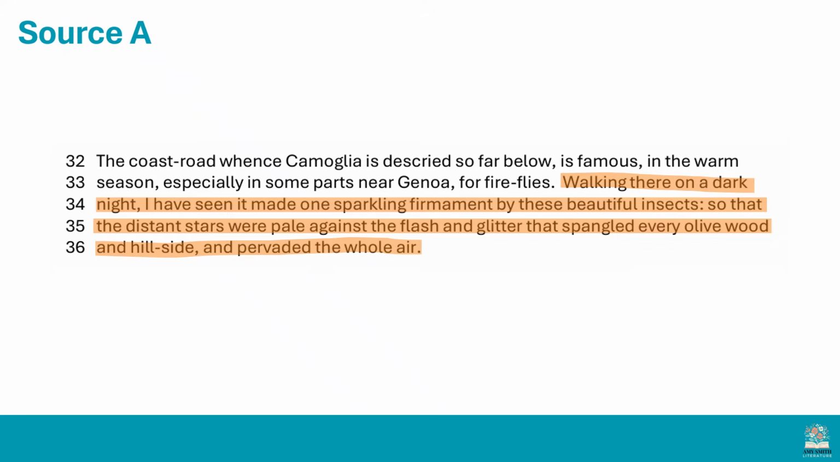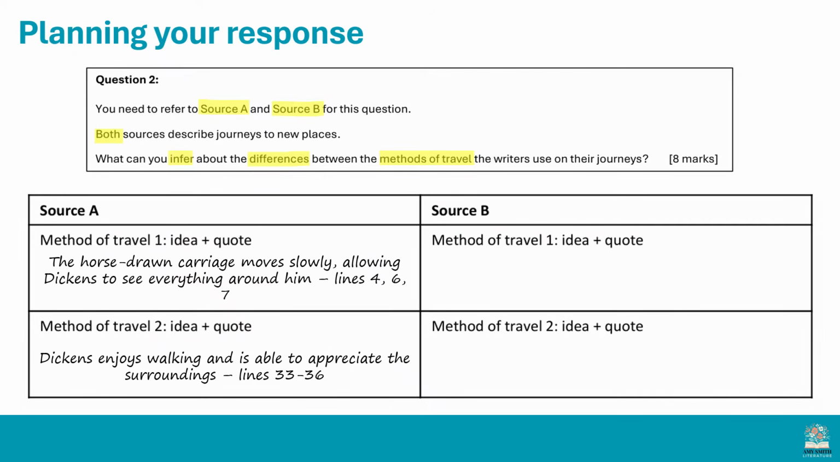Right, let's look a little bit later in the source to get another idea. And towards the end of the source, Dickens talks about walking instead of being in a carriage. So that's a different method of travel. So I'm going to pick that out, put it in my table, and it says here that Dickens enjoys walking. He's able to appreciate the surroundings.